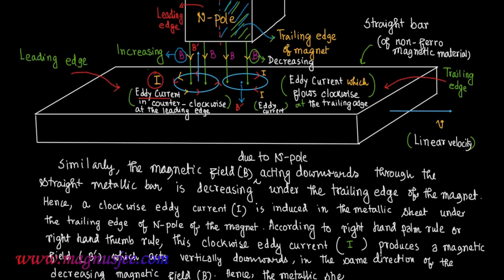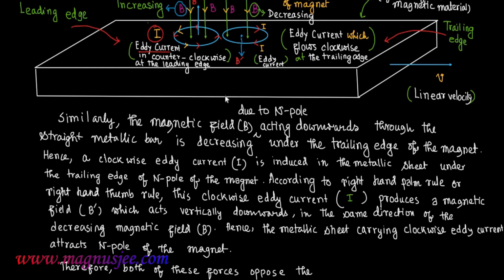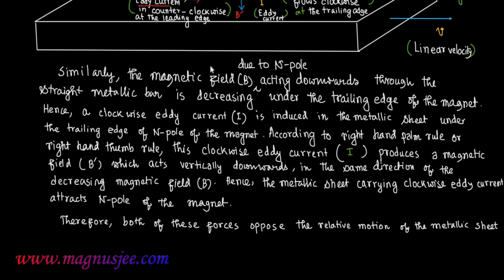Hence, the metallic straight bar or the metallic sheet carrying clockwise eddy current attracts the north pole of the magnet. Therefore, both of these forces oppose the relative motion of the metallic sheet with respect to the magnet.